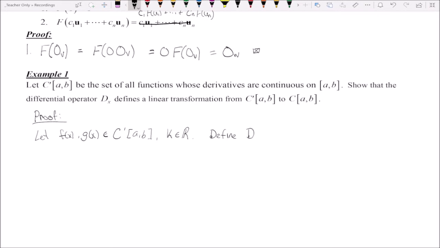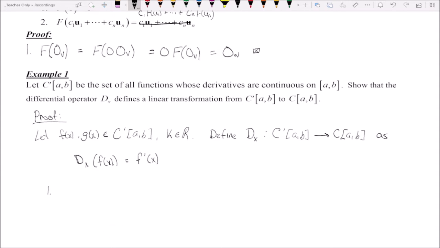All right, now define the differential operator. So this is a mapping from C prime into C. And it is d sub x of f of x is equal to f prime of x. So it's just the derivative.